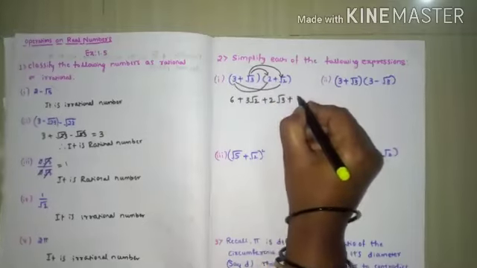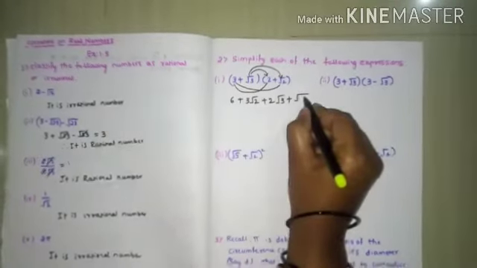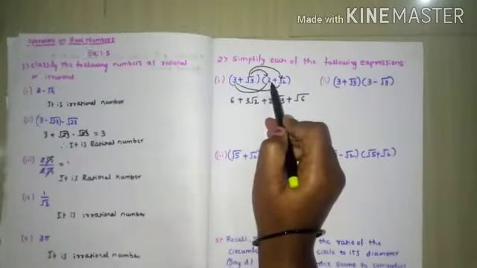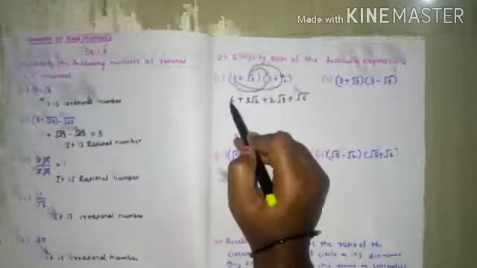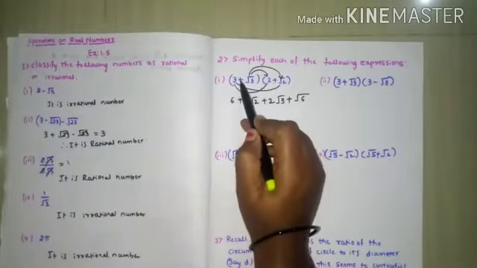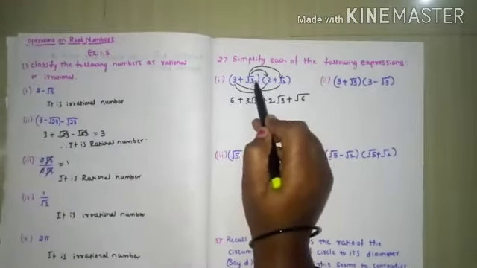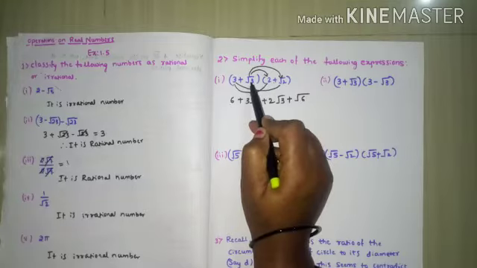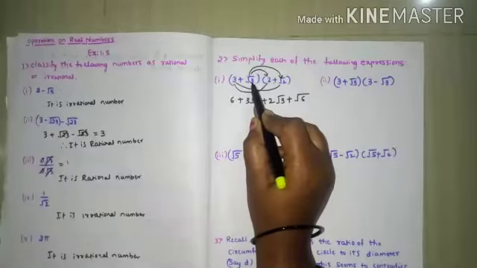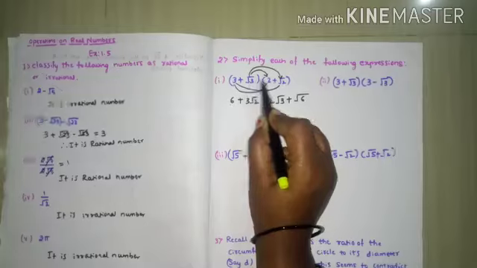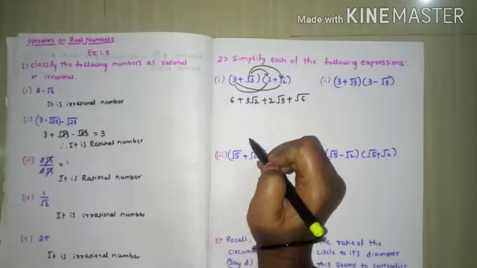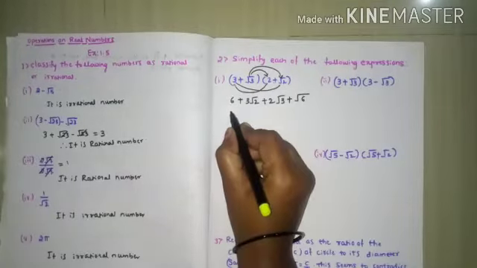Plus root 3 into root 2 is root 6. One more time I'll say: this 3 is not containing root, 2 is also not containing root, so 3 twos are 6. Next, plus 3 into root 2 is 3 root 2. Next, plus, these two you have to multiply: 2 is not containing root, root 3 is containing root, so 2 root 3. Then multiply these two: root 3 is containing root, root 2 is also containing root. If you multiply root number and root number, you can multiply and write inside the root. So root 6.